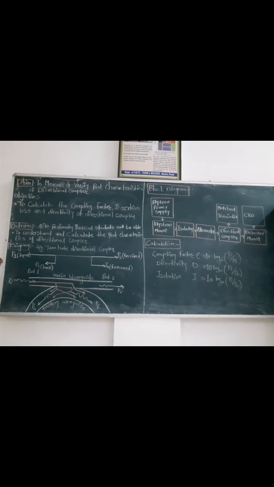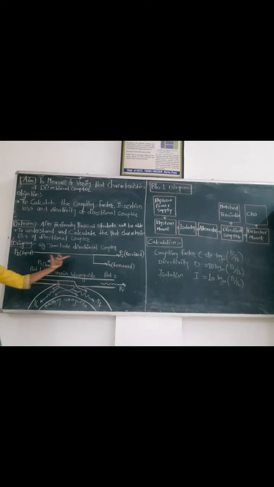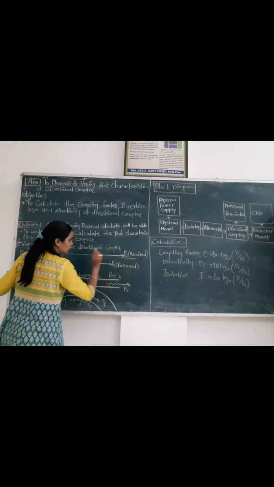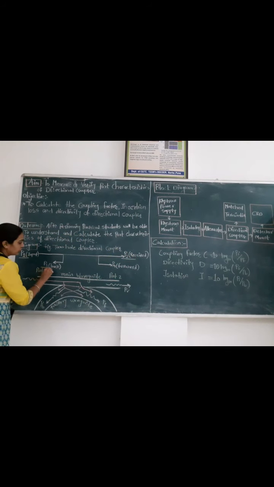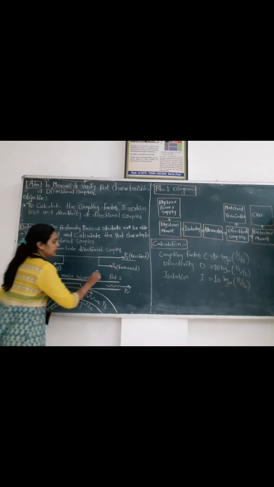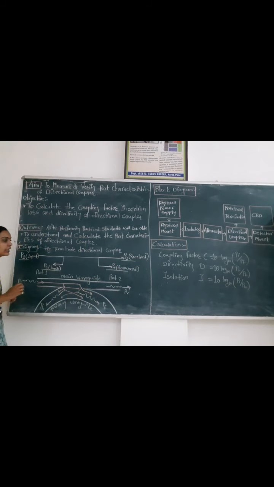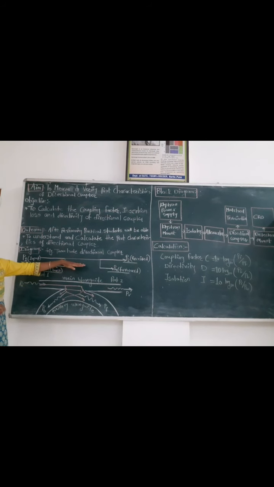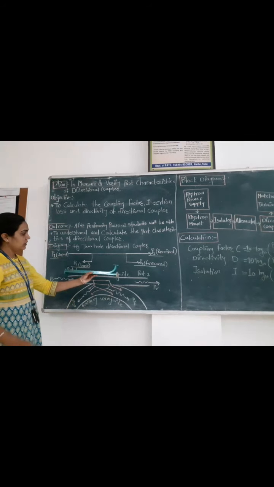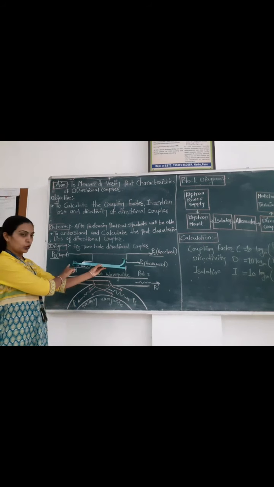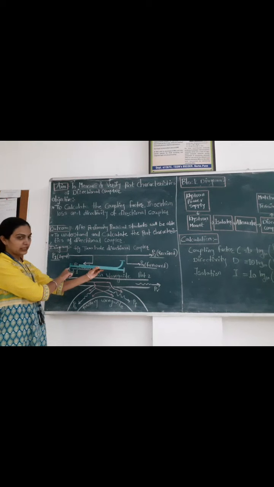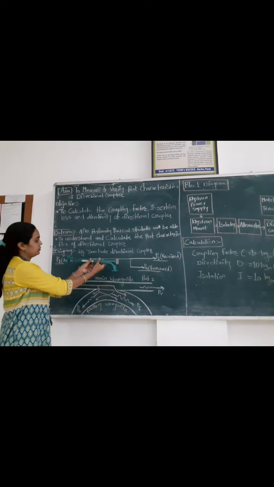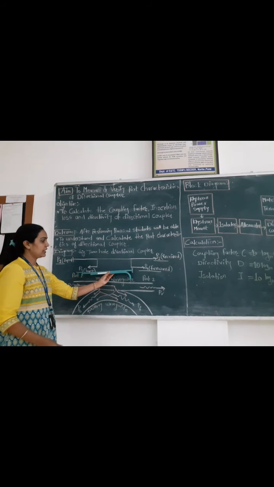A directional coupler has 4 ports. Port 1 input, port 2 output, port 3 back power we get, and at port 4 we get the forwarded power. Now here you can see a directional coupler. See, this is port number 1 from which we can get the input. This is port number 2, as per the diagram.